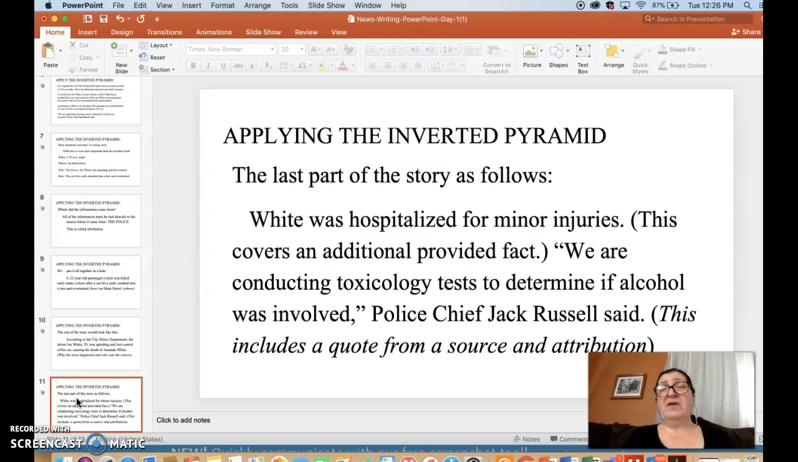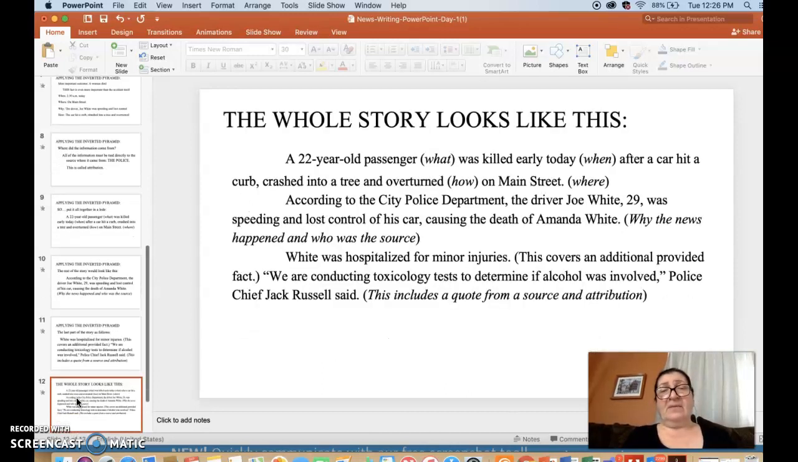The last part would be even more detail. White was hospitalized for minor injuries. This is the additional provided fact. And then we're conducting toxicology tests to determine if alcohol was involved, Police Chief Jack Russell says. This includes a quote from the source. So we say police chief, that's the attribution. Jack Russell is the name. And using a quote gives it a first-hand appeal, gives the credibility of bringing up a verbatim quote.